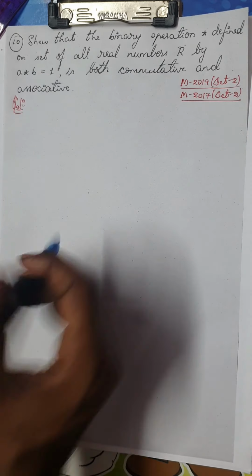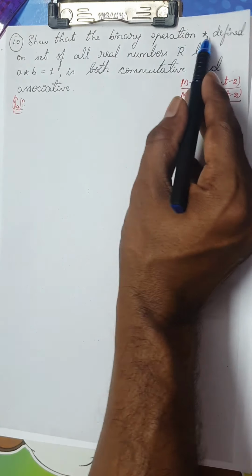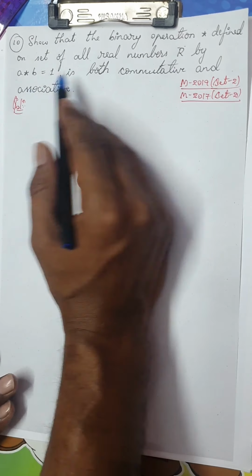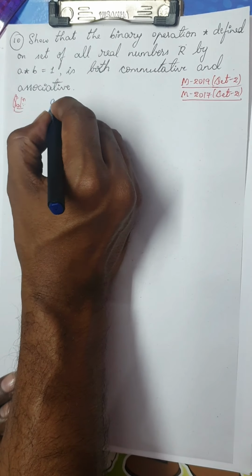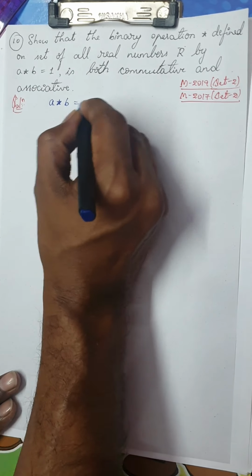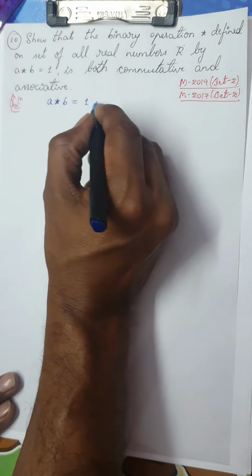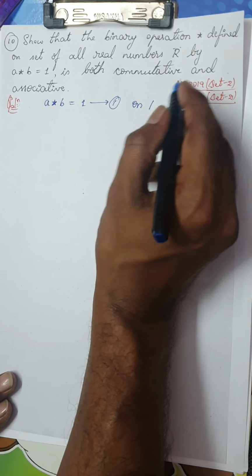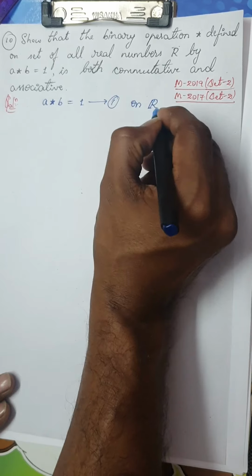Okay, so the result goes like this. Show that the binary operation star defined on the set of all real numbers by a star b is equal to 1. So remember, we have already seen binary operation in detail in the previous session. So a star b is equal to 1. Let me take it as equation 1, on the set of real numbers R.